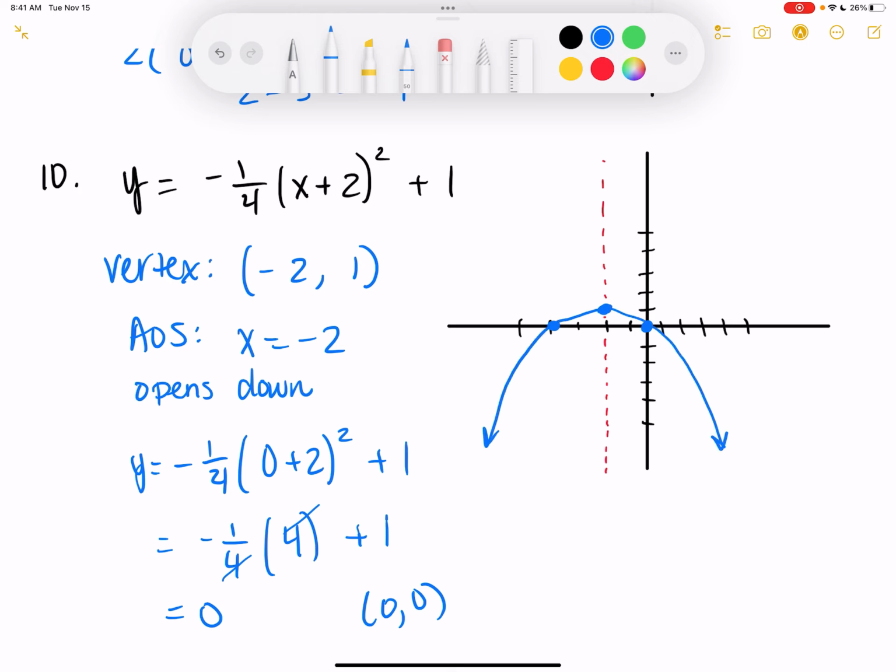Okay, now the number in front here, this -1/4, that's what makes it so wide. It being a number whose absolute value is less than 1, meaning it's a decimal or a fraction, is what makes it wide.